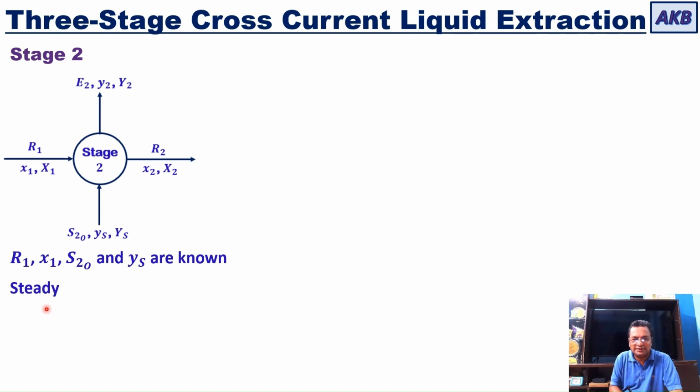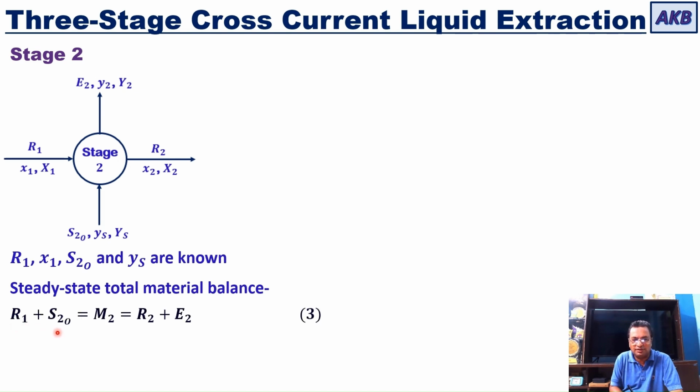Okay, so first let us take the steady state total material balance. In stage number 2, raffinate from stage 1, R1, is mixed with fresh solvent. So R1 plus S20 is equal to M2, which is the mass of the resulting mixture, which will then separate into raffinate and extract phase. So mass of mixture is equal to R2 plus E2. I am calling it equation 3.